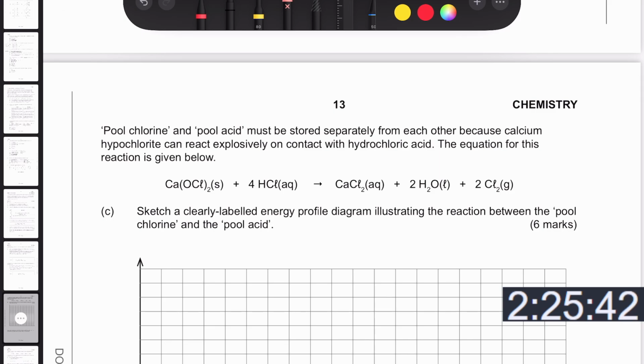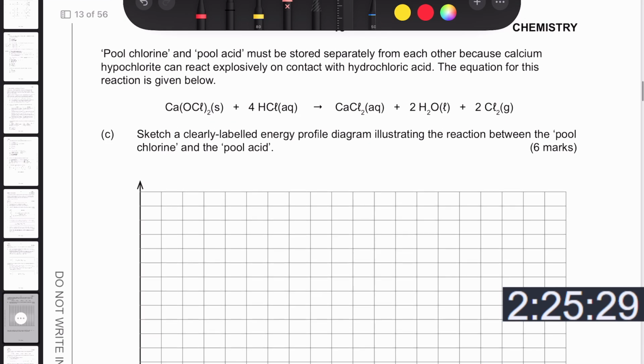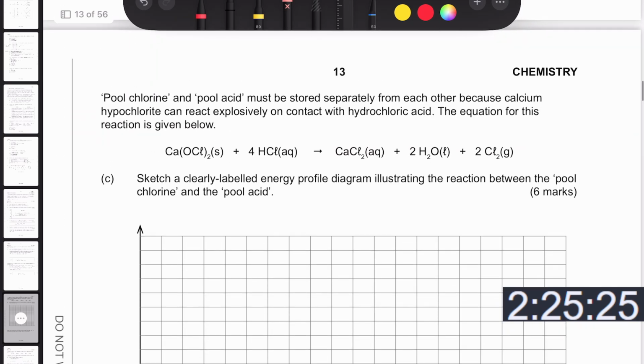Pool chlorine and pool acid must be stored separately from each other because calcium hypochlorite can react explosively on contact with hydrochloric acid. The equation for this is given below. Sketch a clearly labeled diagram illustrating the reaction between the pool chlorine and pool acid.